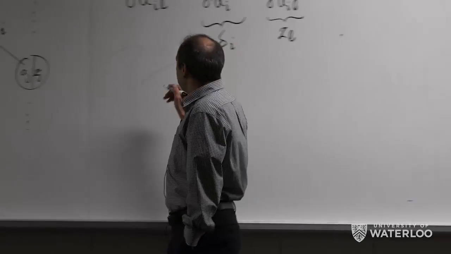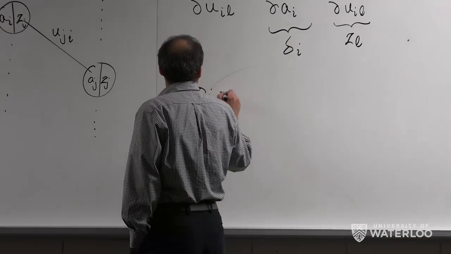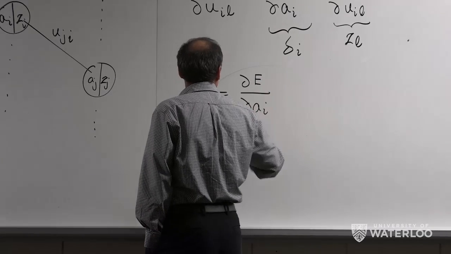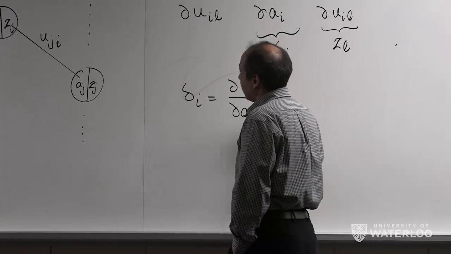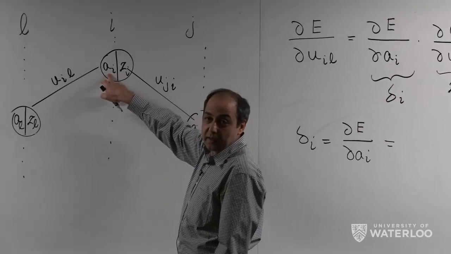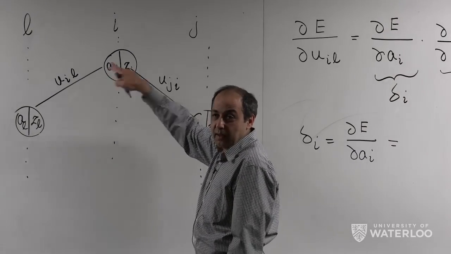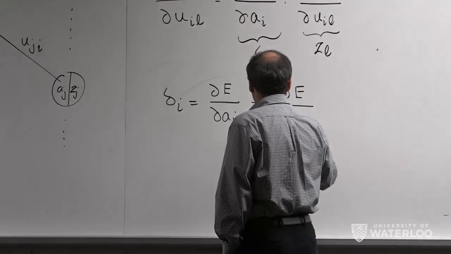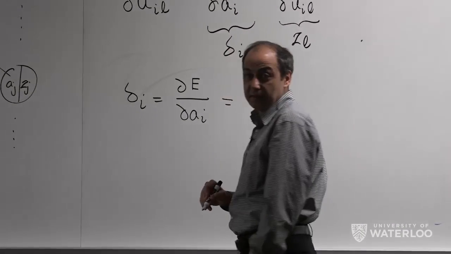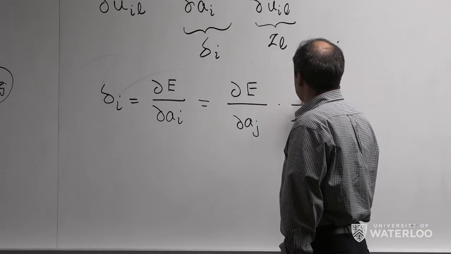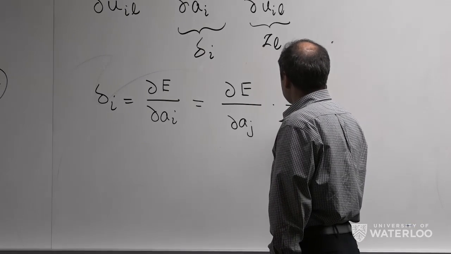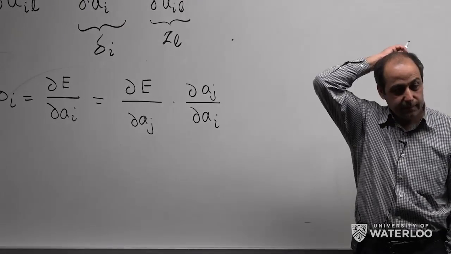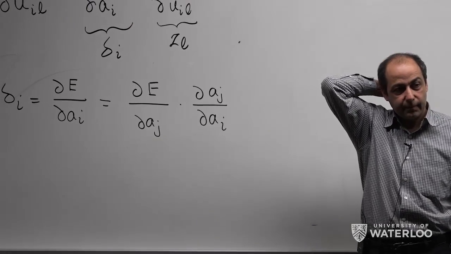Okay? So delta I, which is the derivative of E with respect to AI, I can apply the chain rule again and write it as the derivative of E with respect to AJ times the derivative of AJ with respect to AI.